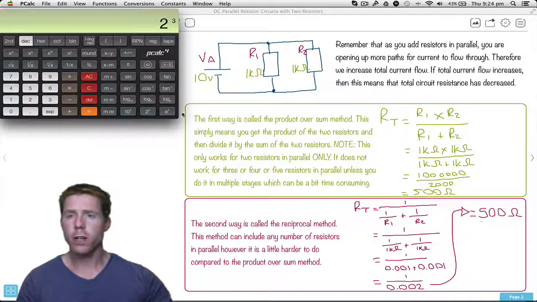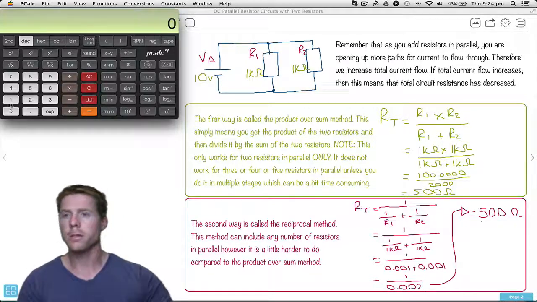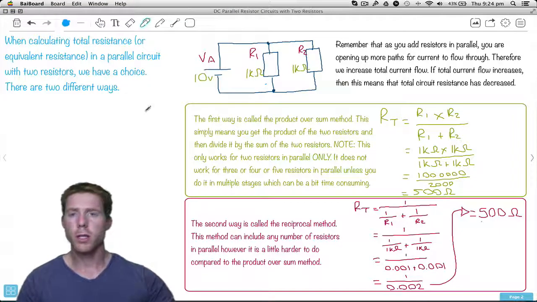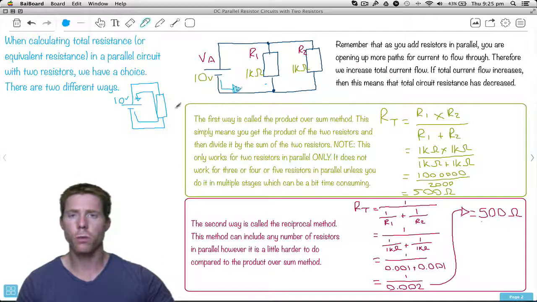So now we finally do the over part of it, which is the divide. So we go 1,000,000, 1 exponential 6 to get million, divided by 2,000, which is 2 exponential 3, and we get 500. So all I'm saying here is, if we had this 10-volt power supply, and we were to get exactly the same amount of current flowing in this circuit as the total current in this circuit, what resistor would we need to put in there to get that? Well, it'd be a single 500 ohm resistor.